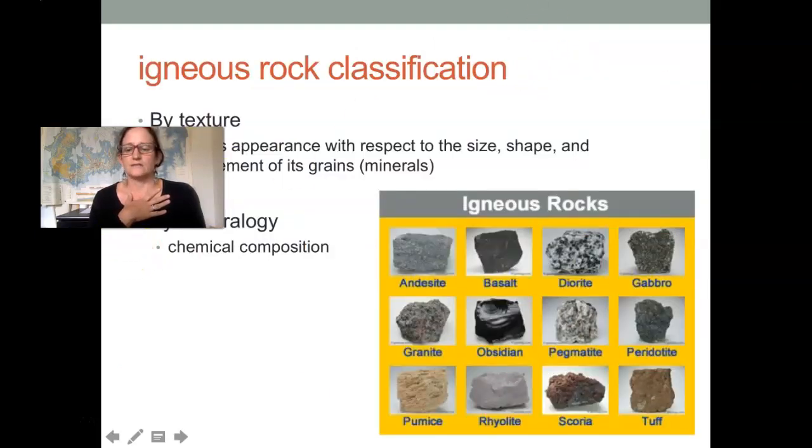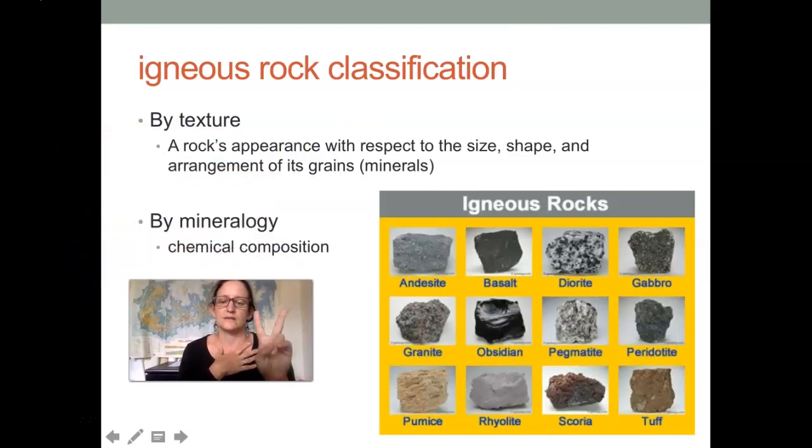Igneous rocks are classified in two ways, by their texture and their composition. By texture, we really mean the grain sizes, the grain shapes, and the arrangement of the minerals. By mineralogy, we're looking at the chemical composition.